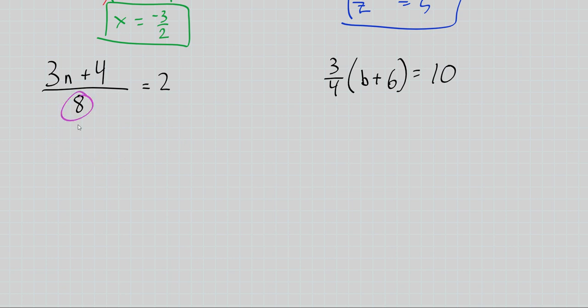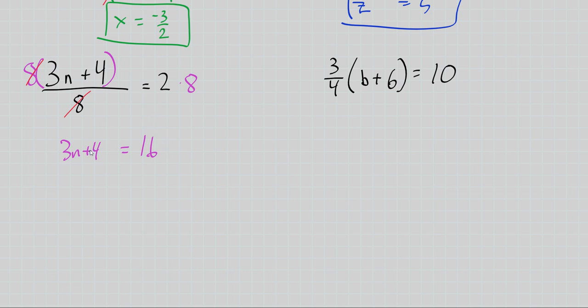Instead, I'm going to get rid of that 8 first. I'm going to multiply the top, the whole top, by 8, and I'm going to multiply the right-hand side by 8 as well. We can cancel out those 8's. We can get here 3n plus 4 is equal to 2 times 8, which is 16.